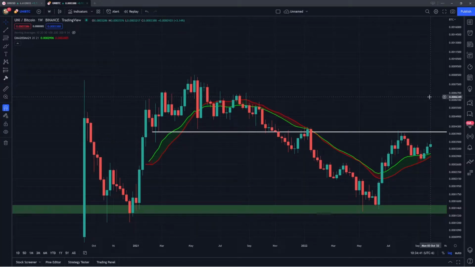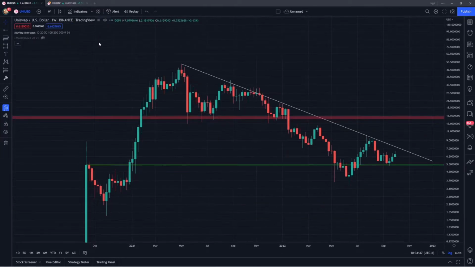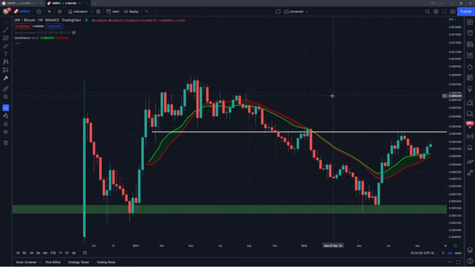Today I'm going to be talking about Uniswap, and I'll be covering some very positive, very bullish signs I'm seeing on the Uniswap Bitcoin ratio. I'll also cover Uniswap on the USD pair and look at some very key levels of support, resistance, and my general longer term takeaways.